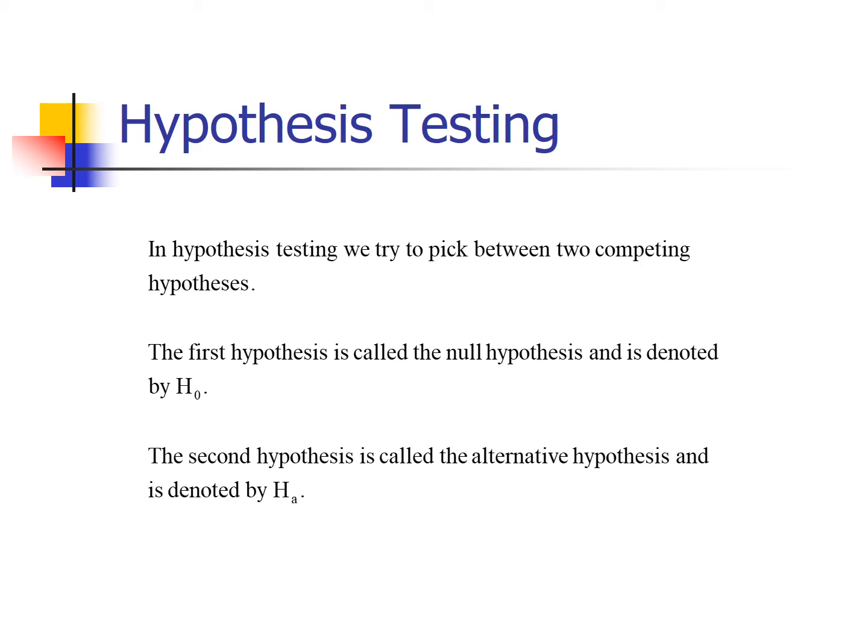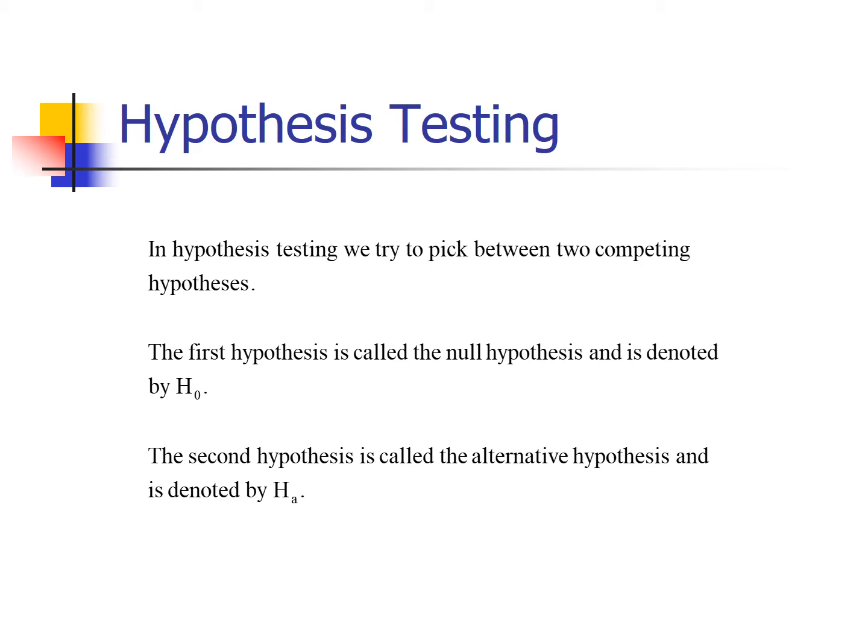Hypothesis testing is quite simply trying to pick between two competing hypotheses. The first hypothesis is called the null hypothesis. It's denoted by h sub 0, or like I talked about last slide, we more commonly refer to that as h naught. The second hypothesis is called the alternative hypothesis. It's denoted by h sub a. These are just abbreviations. Instead of writing out null hypothesis over and over, we just write h naught. Instead of writing alternative hypothesis over and over, we just write h sub a.